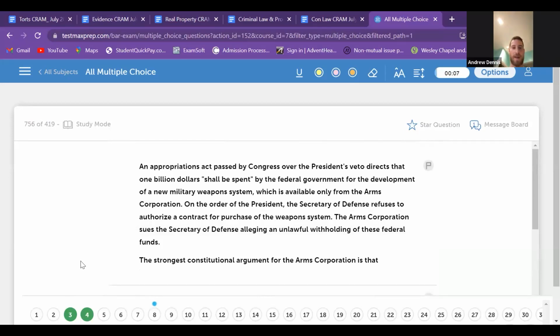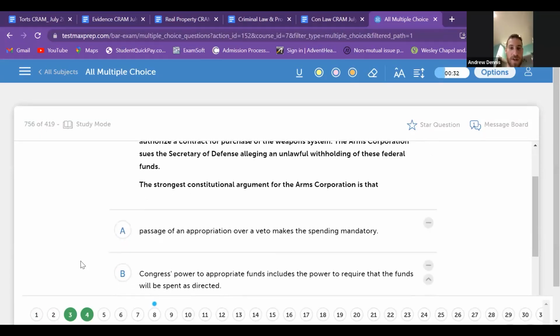All right, Grace, if you could pull up one more, and then I can probably pull up another adapter bar, we can end in style. An appropriations act passed by Congress over the president's veto directs that $1 billion shall be spent by the federal government for the development of a new military weapon system, which is available only from the Arms Corporation. On the order of the president, the Secretary of Defense refuses to authorize a contract for purchase of the weapon system. The Arms Corporation sues the Secretary of Defense, alleging an unlawful withholding of these federal funds.